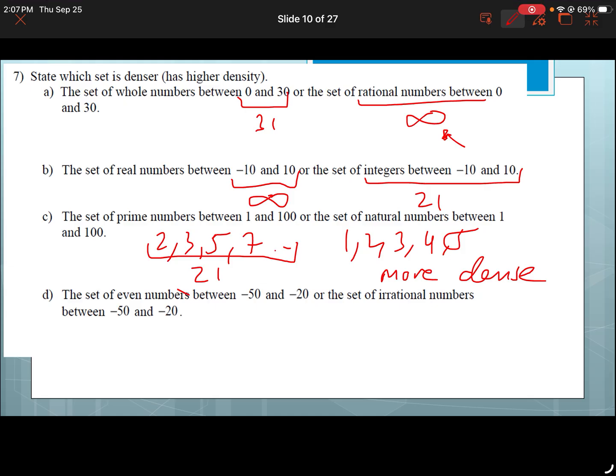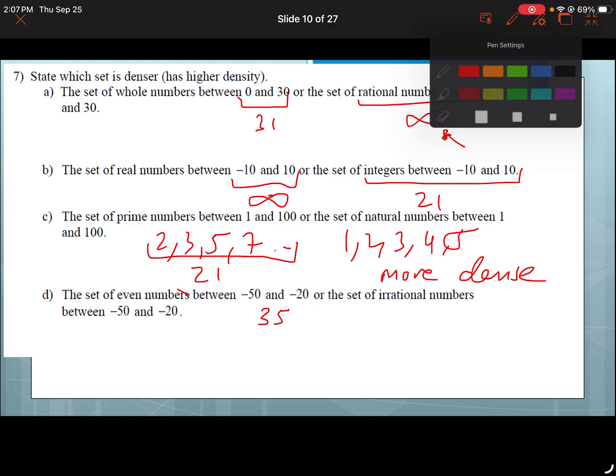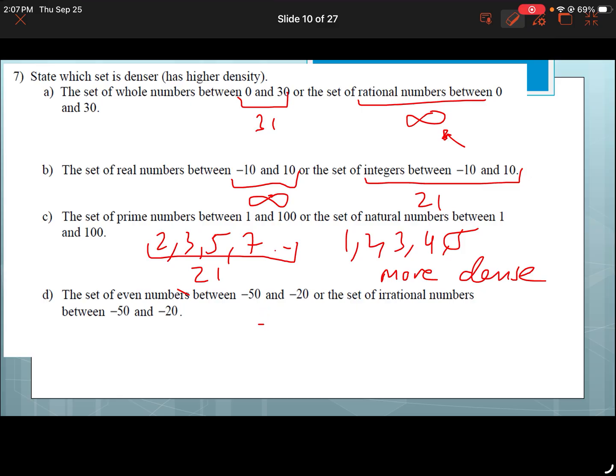The set of even numbers between -70 and 20. So that's going to be 35 of them, isn't it? Between -50 and 20 and -20. That's going to be 15. I thought it said positive 20. And the set of irrational numbers between -50 and -20 is going to be infinite.